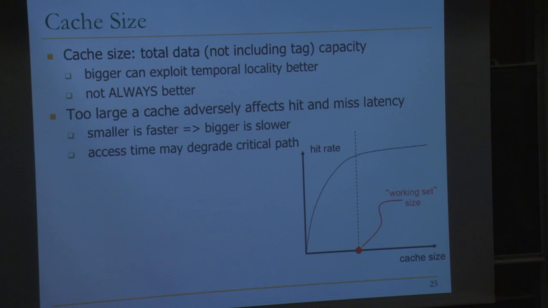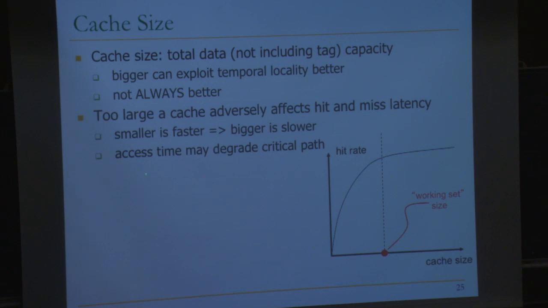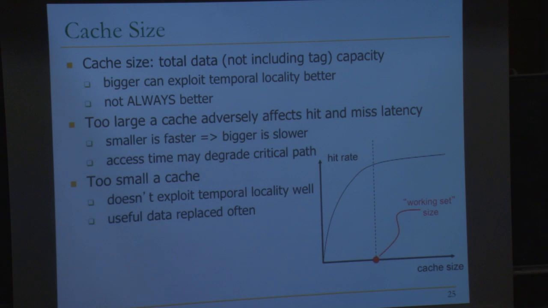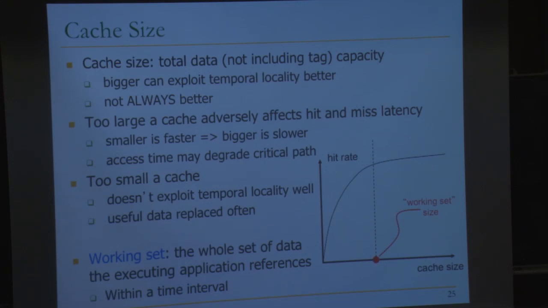So once your working set starts fitting in the cache, then cache doesn't provide any benefit. But too large a cache adversely affects hit and miss latency, right? You know this very well. And access time may degrade critical path. And too small a cache doesn't exploit temporal locality well, and you get a lot of conflict misses, or capacity misses as well. And you guys know the notion of working set. We've discussed this earlier. Basically, the whole set of data the executing application references within a time interval. You'd like to keep that in the cache. And keep this in mind. And you could actually fix this problem by changing your replacement policy, right? You could have a random replacement policy.